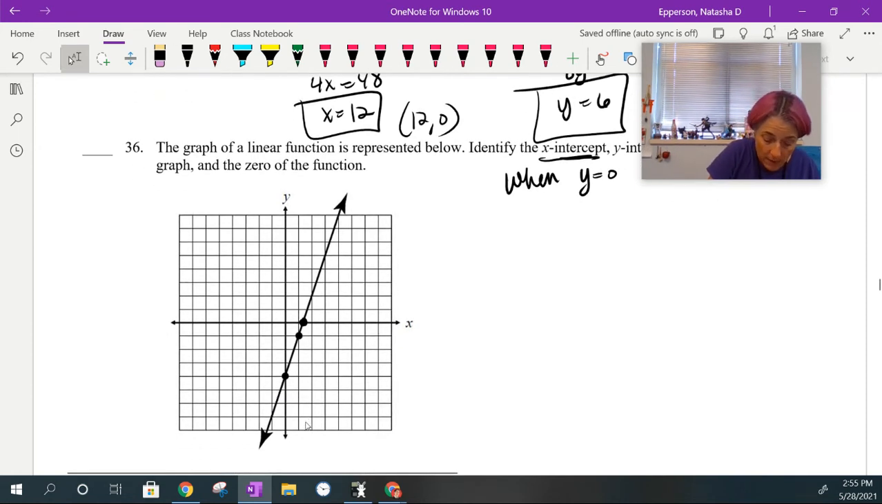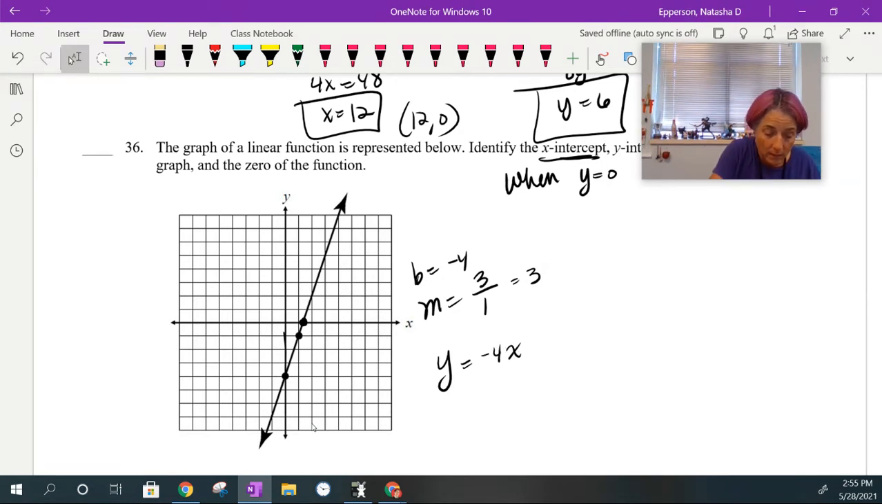Your y-intercept here is 1, 2, 3, -4. Your slope is going to be rise 1, 2, 3. So your slope is rise of 3 over a run of 1. So that gives me a slope of 3. So our equation of the line is going to be y is equal to -4x. Nope, sorry, positive 3x minus 4.